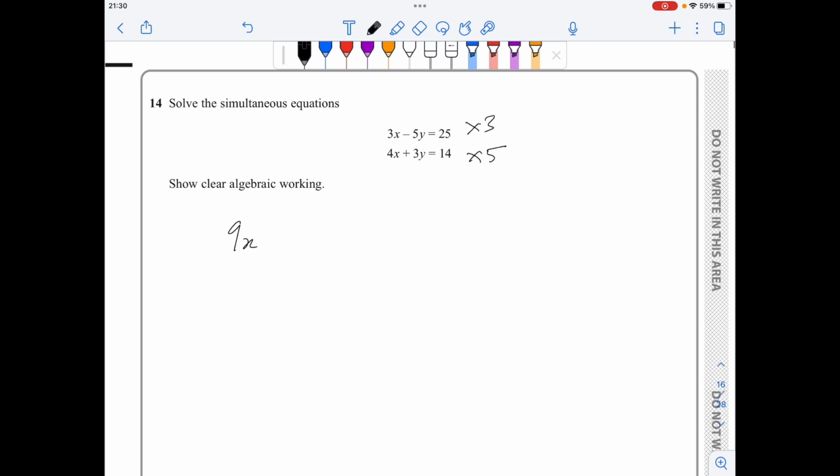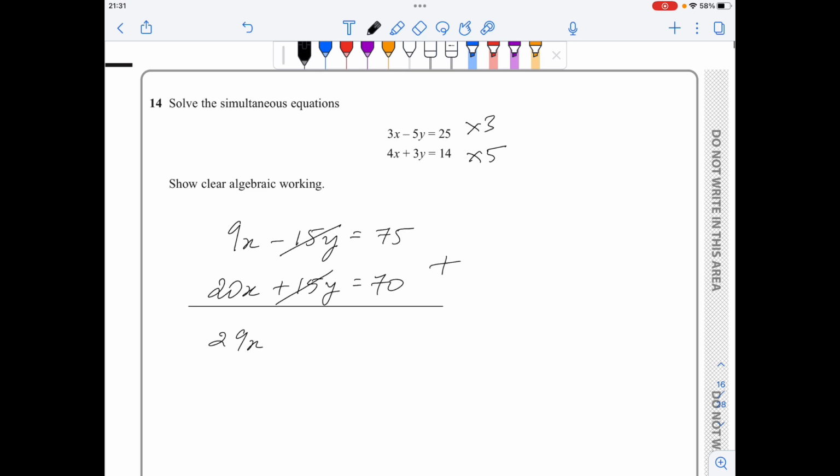So I get 9x minus 15y equals 75. And from the second equation, I get 20x plus 15y equals 70. So the y's now are equal but opposite in sign. If I add, they will cancel out, and I will get 29x equals 145. So x comes out to be 5.